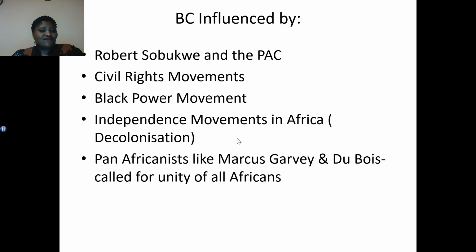For example, he was influenced by Robert Sobukwe. You will remember that Robert Sobukwe was the leader of the Pan Africanist Congress, which broke away from the ANC because Robert Sobukwe could not agree with the concept of non-racialism that was depicted in the Freedom Charter. So he believed that the blacks should be responsible for their own liberation. So that influenced the philosophy of the Black consciousness as led by Steve Biko.